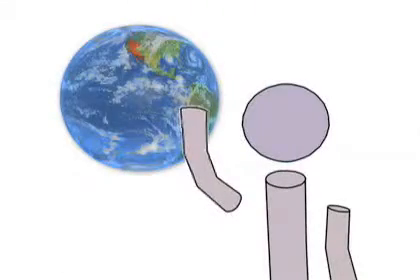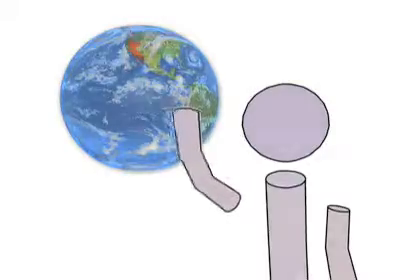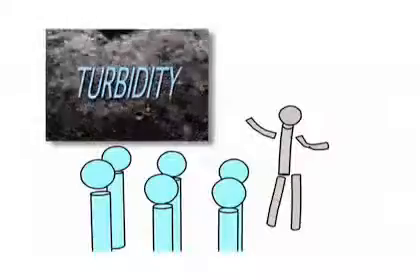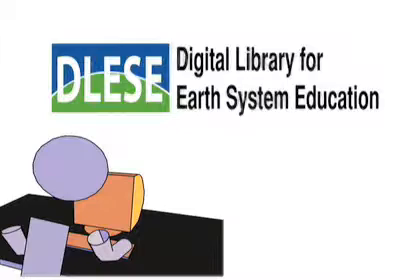Meet Bill Smith. He's a science teacher at a Florida high school. He also teaches about turbidity. He wants to find a way to illustrate turbidity and wonders if he can do it without an in-class demonstration. He too Googles turbidity and gets 396,000 hits, and looks in the Digital Library for Earth System Education.